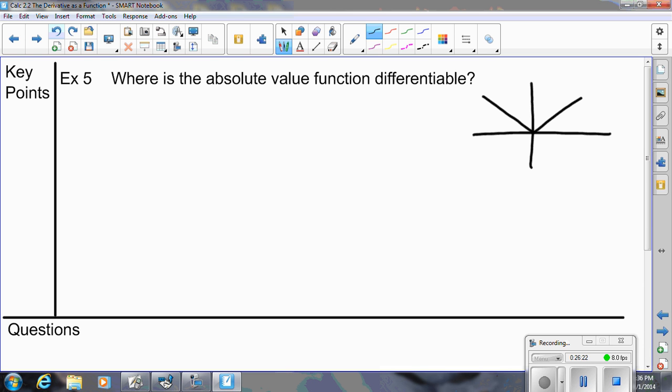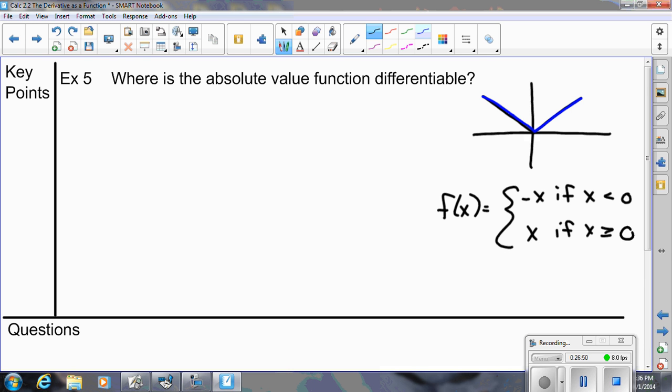Here's my absolute value function, which I'll trace out in blue. Where does the derivative exist? That's asking, where does a slope actually make sense? Remember, the absolute value function is negative x if x is less than 0, and positive x if it's greater than or equal to 0.